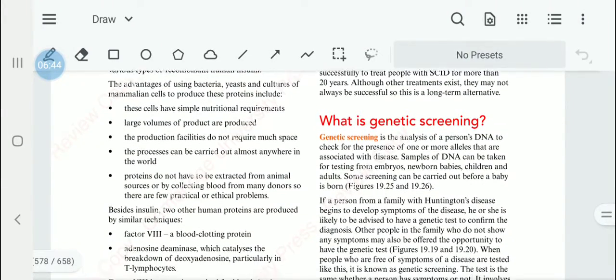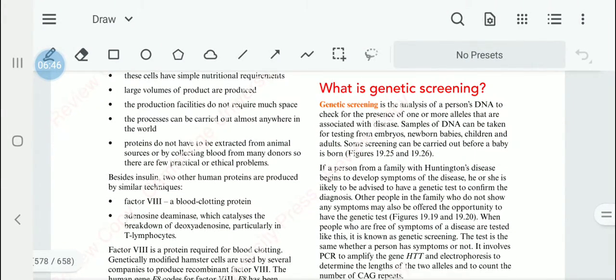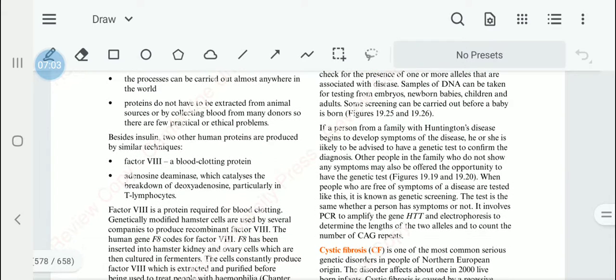Now we have to discuss genetic screening. This is the analysis of a person's DNA to check if that person is a carrier, or has one or more alleles that would be associated with a disease. They might not show any symptoms. That is the reason why this is called genetic screening.